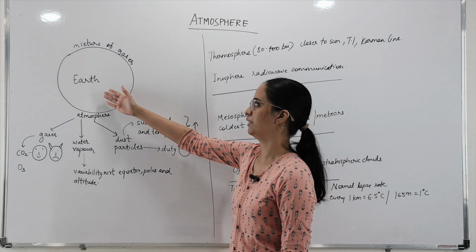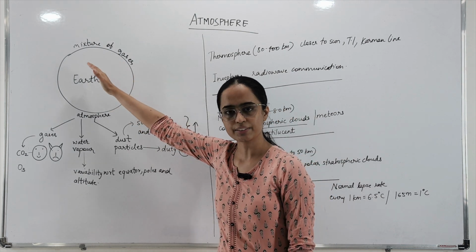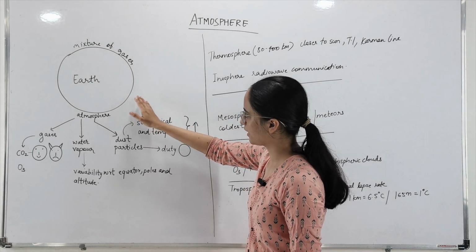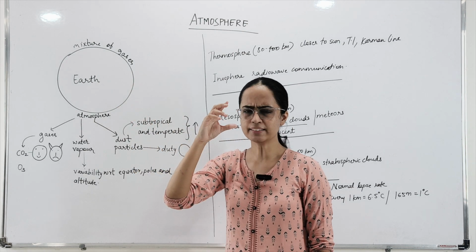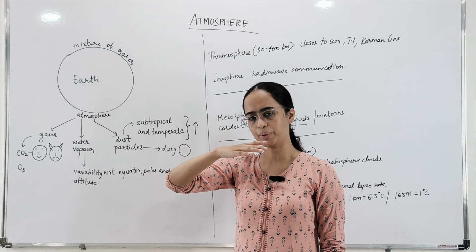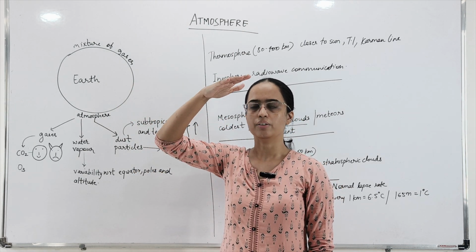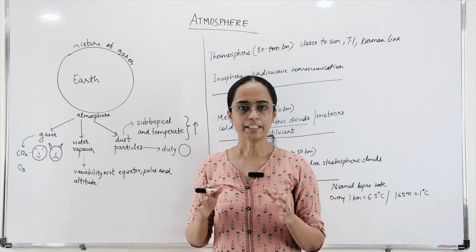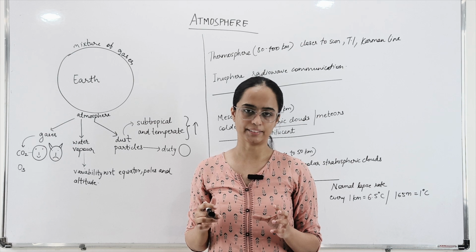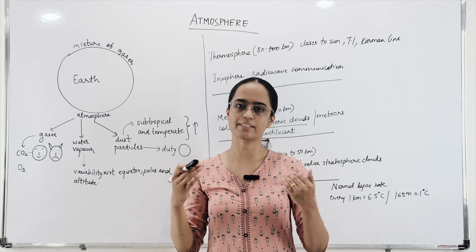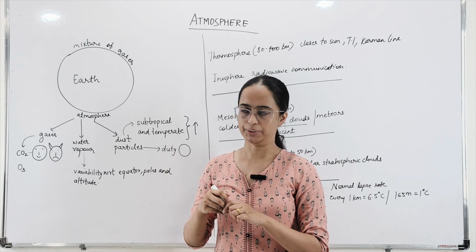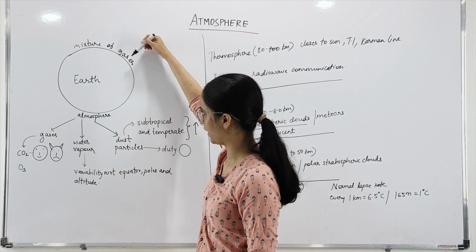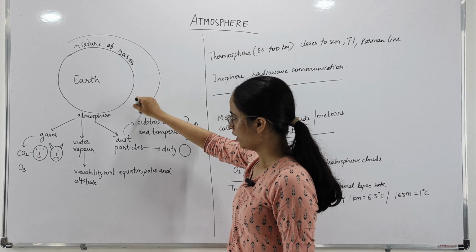So this is our dear Earth, and around this Earth we have a blanket or mixture of gases that surround this entire Earth up till a certain height. It's not that you have atmosphere till infinity, but atmosphere is limited to a certain height, and it is nothing but a mixture of gases in the form of a blanket that is surrounded around our Earth. So as the definition says, atmosphere is the mixture of gases around our entire Earth.